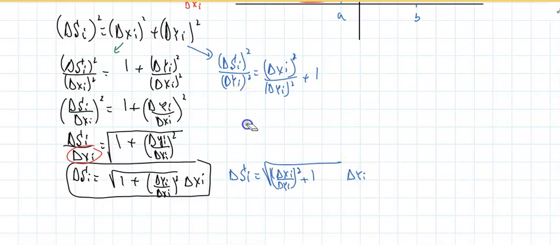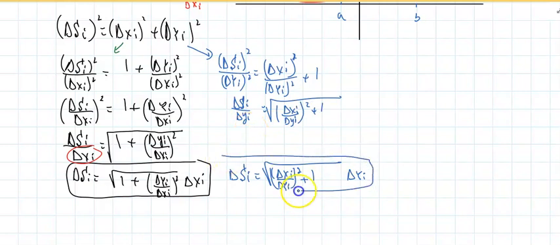I could fill in the blanks. It's only a couple of steps. So this is delta s sub i over delta y sub i, squared, equaling delta x sub i over delta y sub i, squared, plus 1, under the square root. And if I cross multiply, I pretty much get this result. Now, I do know from before, the same idea applies.